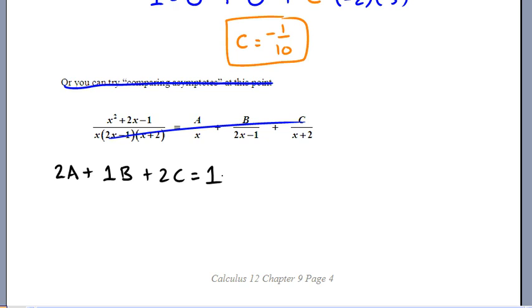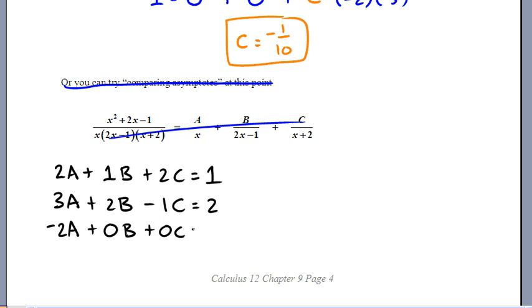We're going to use something called matrices. And the next equation, I have to get the order right: a's, b's, and c's. So 3a plus 2b minus 1c is equal to 2. And the last one was pretty simple. It just said negative 2a equals negative 1, but I'd have to write it like this: negative 2a, 0 b's, 0 c's is equal to negative 1.